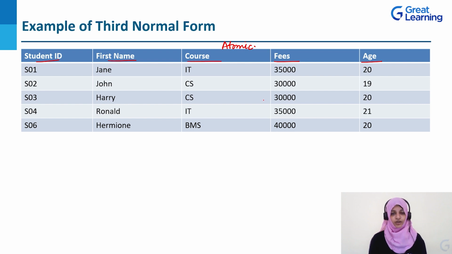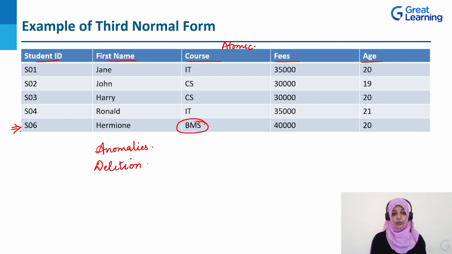So, where are the anomalies and what is the problem here? First, let us take a look at the anomalies. Firstly, if we observe closely, here there is BMS course. If we delete the record for student 6, all the records of the BMS course would be deleted. This is known as the deletion anomaly, wherein deletion of any record from our table will lead to complete loss of that data from the table.